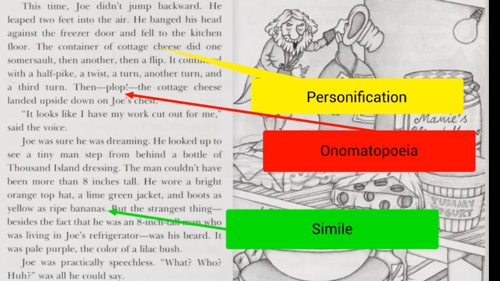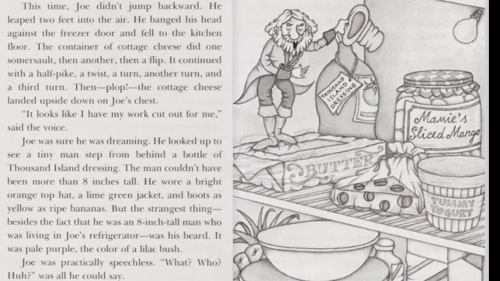So right away, we've got a little personification. We've got an onomatopoeia. That's 1 paragraph. You go down to the second paragraph and you see he wore a bright orange top hat and a green jacket and boots as yellow as a ripe banana. And it's a simile. And this book continued to do that.